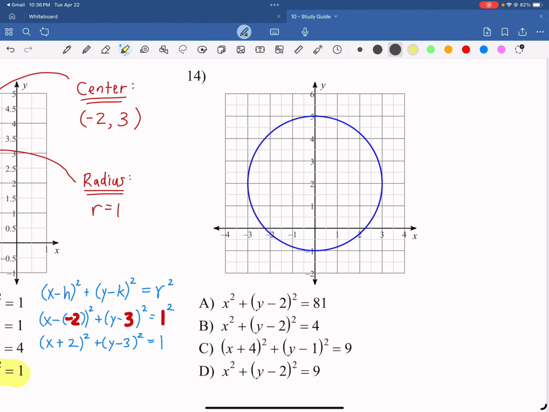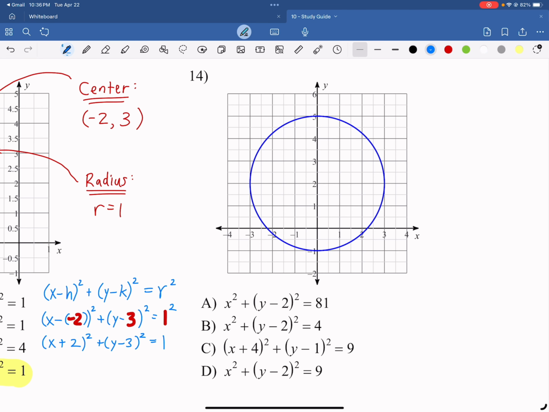Let's do 14. This guy is going to be the center. Where's the center? Just make sure you count. This looks to be the center. And you could tell by counting the radius. 1, 2, 3, 1, 2, 3, 1, 2, 3, 1, 2, 3. Yeah, so there you go. So two birds with one stone. This radius r is equal to 3, right?